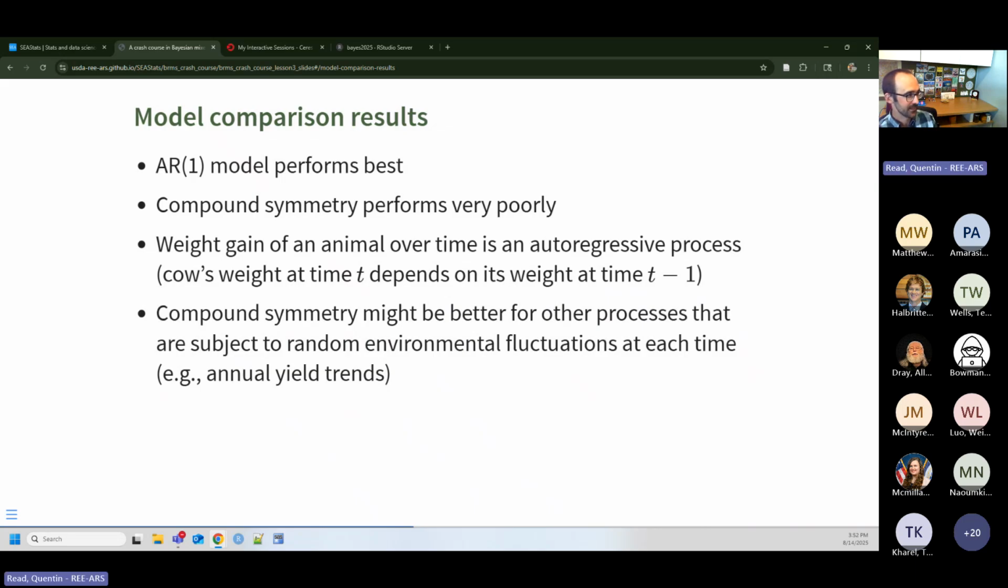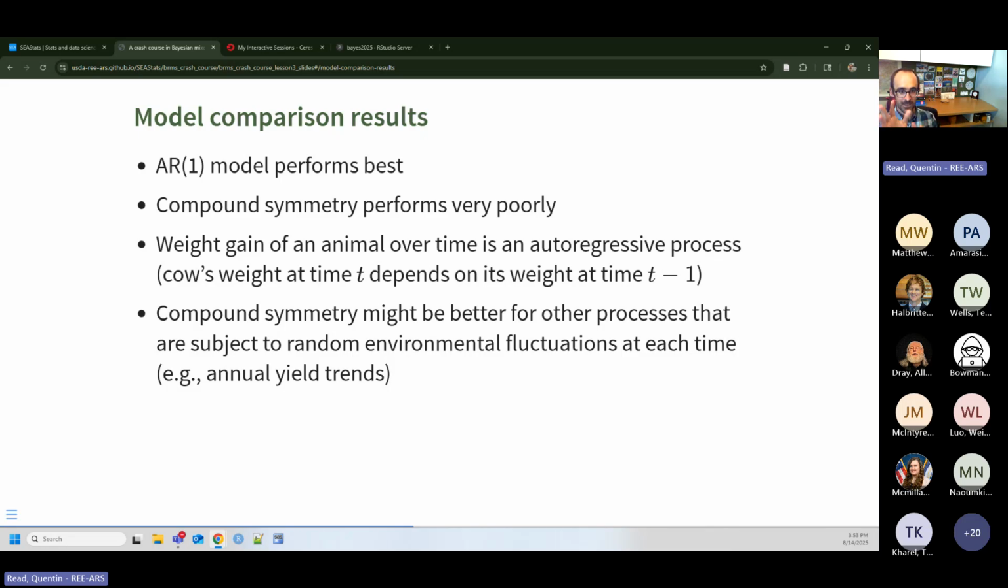Oh yes, I should have mentioned this. I think the reason the AR model does best is because it's a statistical model that best captures the actual biological process that's going on. Weight gain of an animal over time is an autoregressive process. Its weight at one day depends directly on the weight at the day before. But if you have a process that's more random fluctuations in time, like annual differences in yield, maybe compound symmetry will be better.